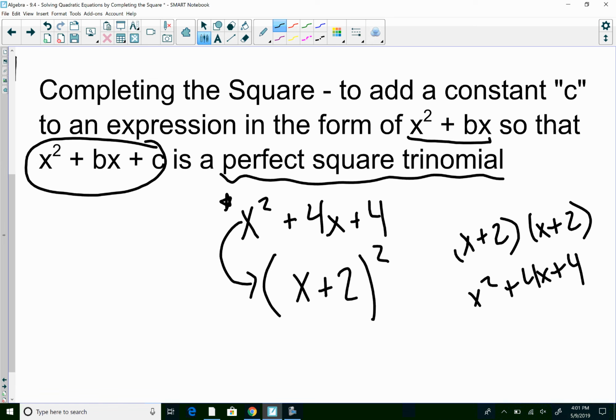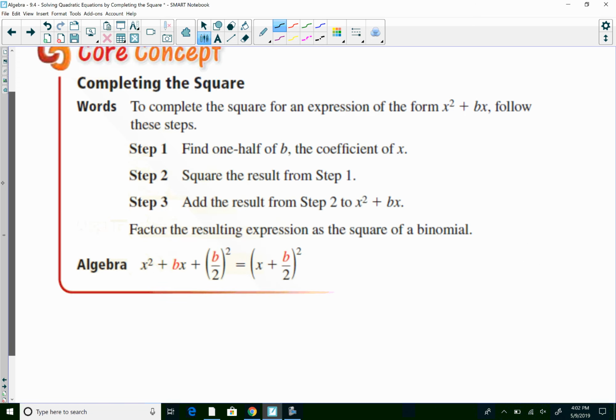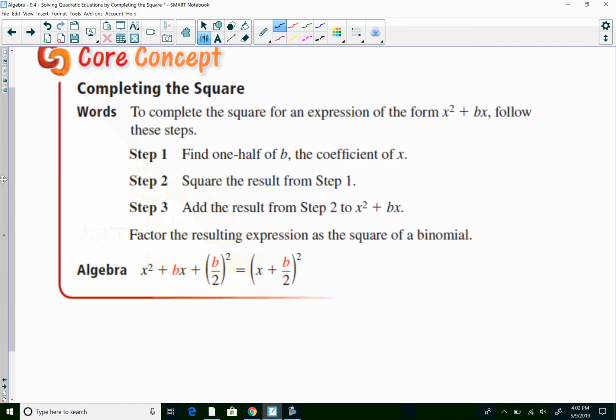Anyway, make sure you get this definition written down. The next part that we're going to talk about quickly is the core concept, the process to complete the square. These 3 steps are the crucial things we want to be able to see and understand.